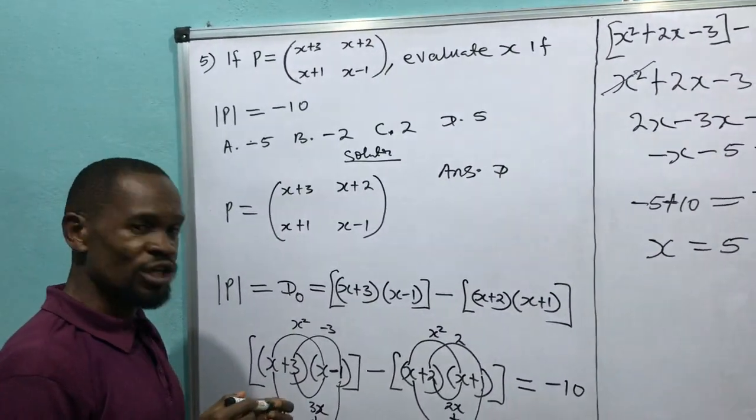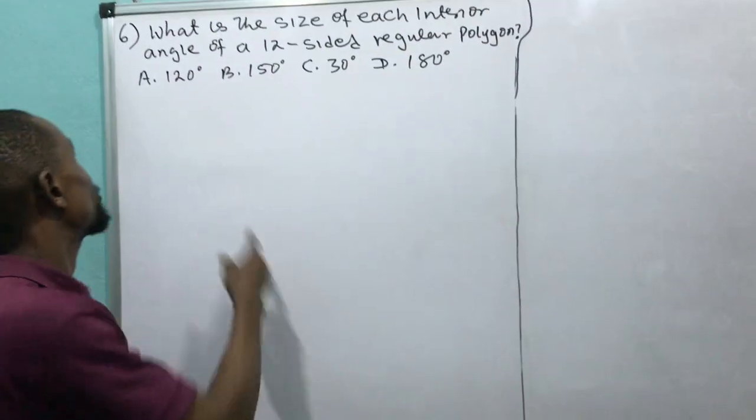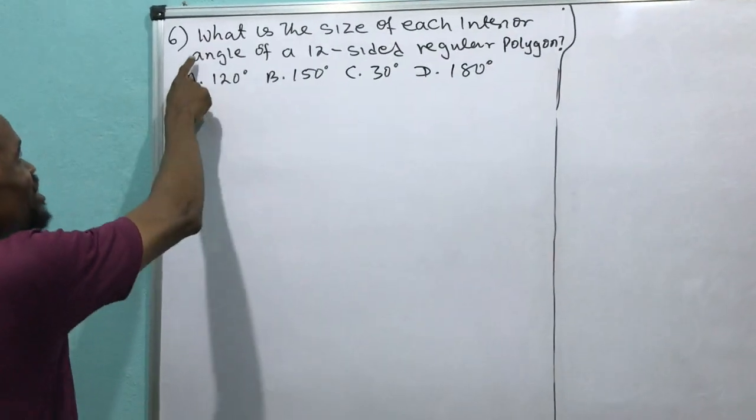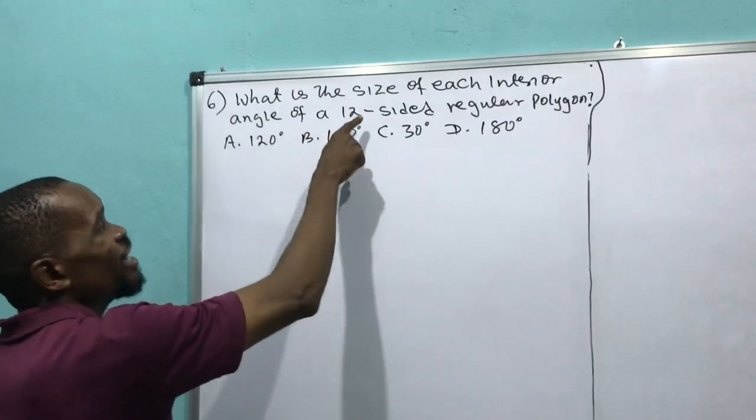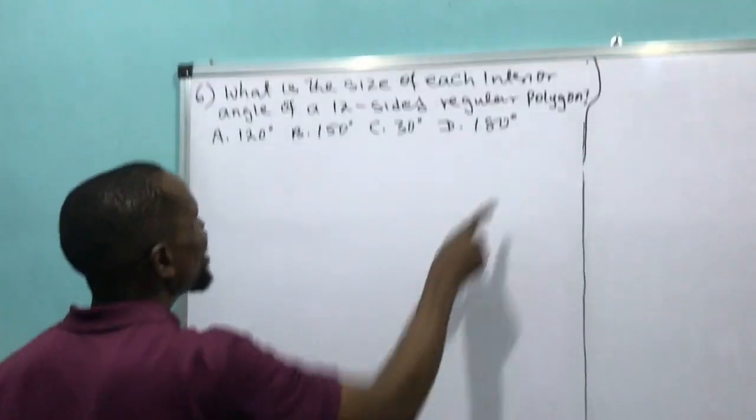Let us look at question number 6. Question number 6 says, what is the size of each interior angle of a 12-sided regular polygon?